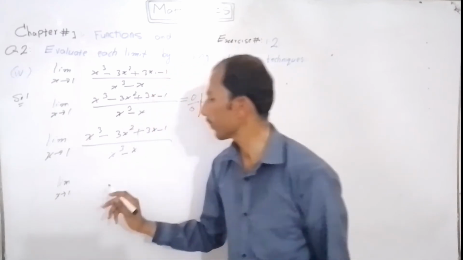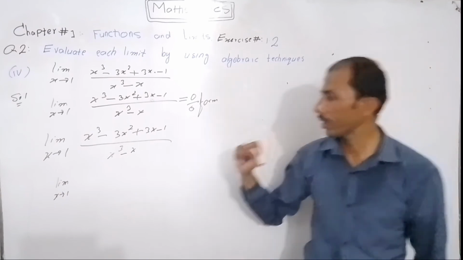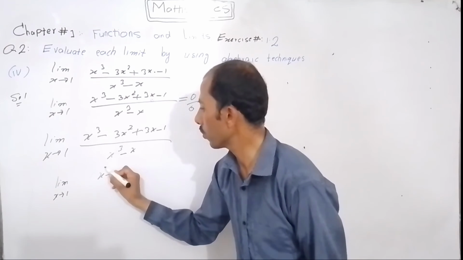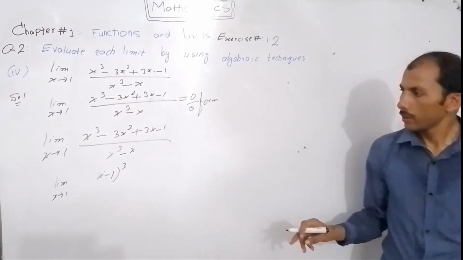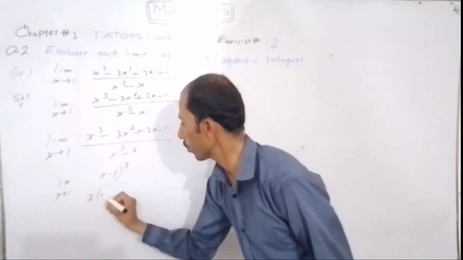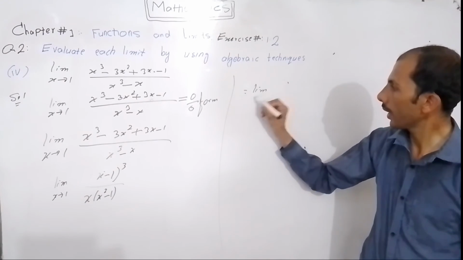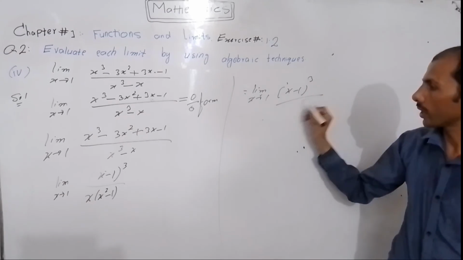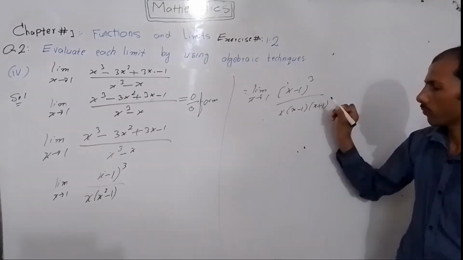Limit x approaches 1 of x cube minus 3x square plus 3x minus 1, which is the formula of (x minus 1) whole cube, divided by, taking common x, x into (x square minus 1), which is equal to limit x approaches 1 of (x minus 1) whole cube divided by x into (x minus 1) into (x plus 1).